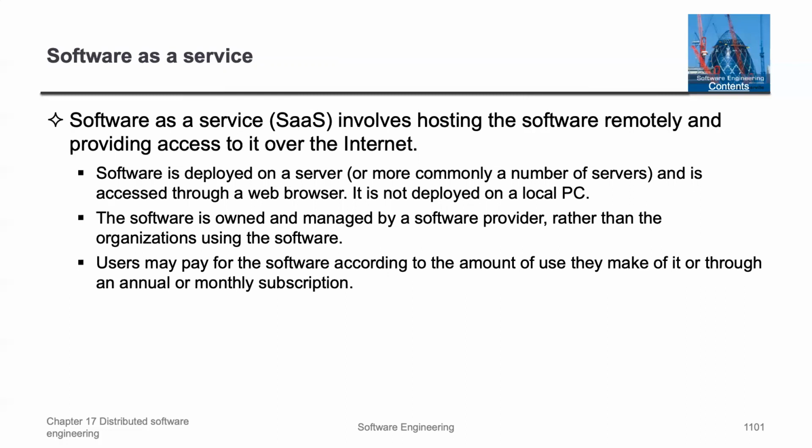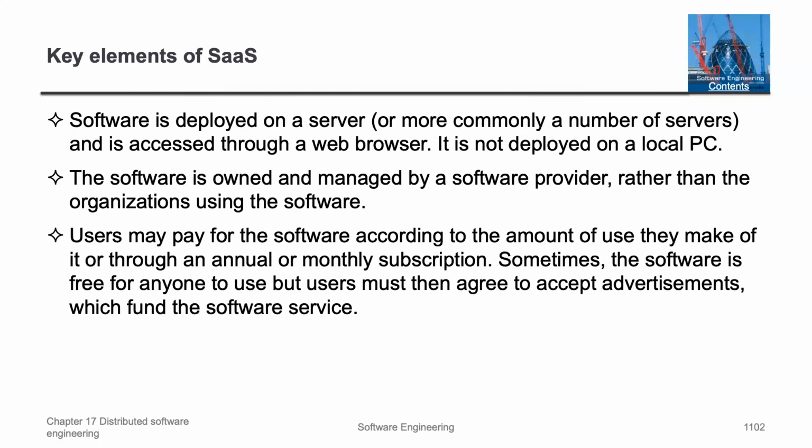Users may pay for the software according to the amount of use that they make of it, or through an annual or monthly subscription. Various software providers are making more use of this. And so what are some key elements of software as a service?